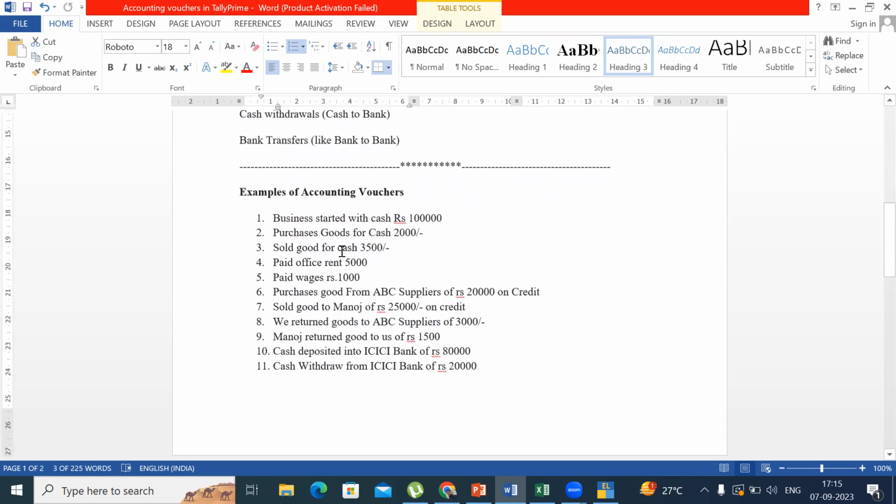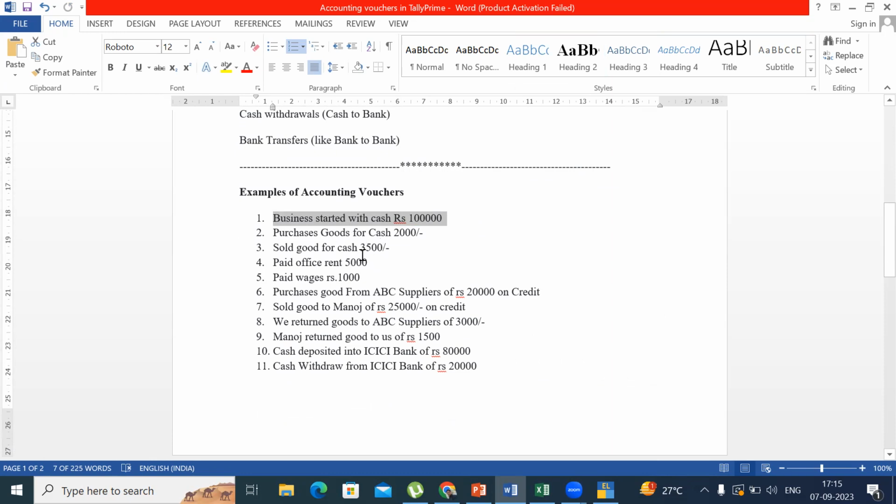And we have some transactions here, so I'll read them one by one. Business started with cash, purchased goods for cash, sold goods for cash. Here, these two transactions are cash-based transactions only. Purchased goods for cash: what is the journal entry? Purchase account debit to cash account. Sold goods for cash means cash account debit to sales account, right?